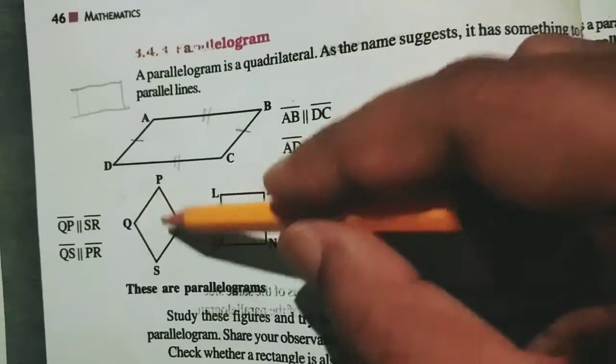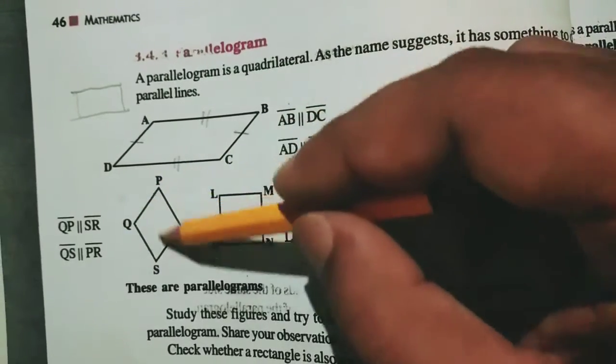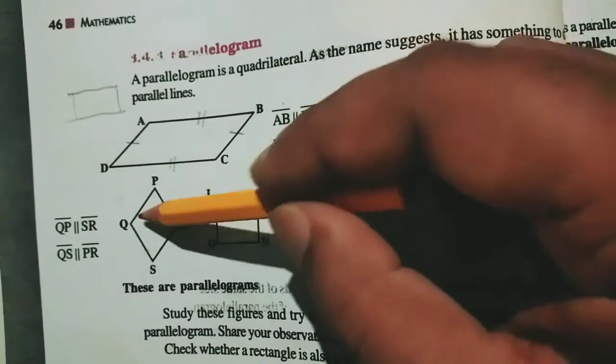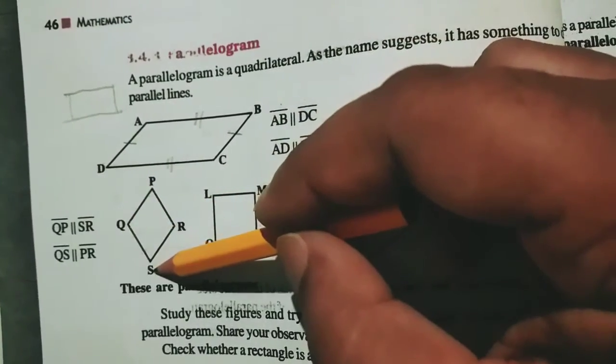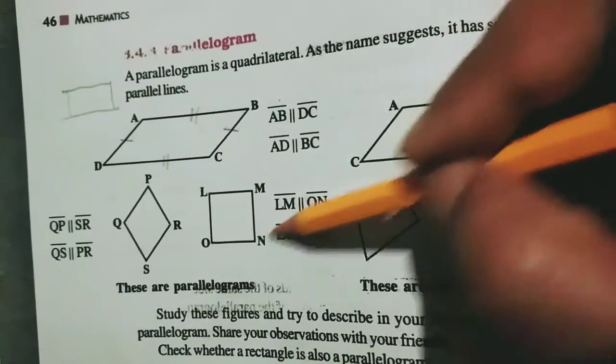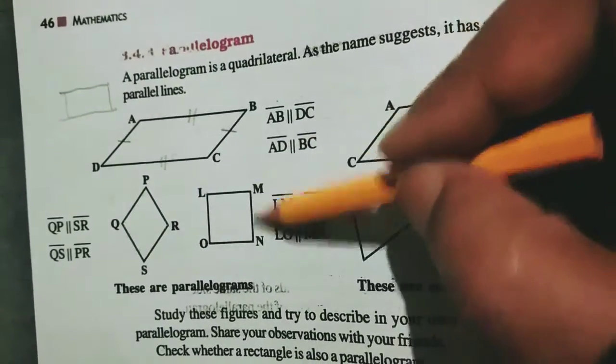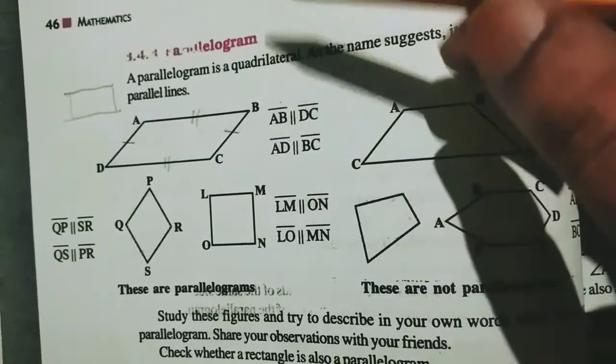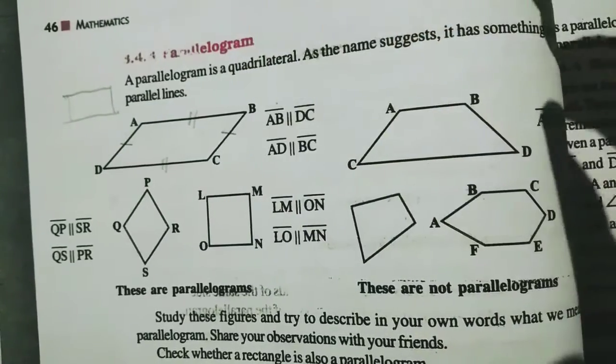Here also you can see this is a parallelogram because QP is parallel to SR and PR is parallel to QS. Then this is also a parallelogram because LM is parallel to ON and LO is parallel to MN. That's why it is a parallelogram. The opposite sides should be parallel to each other.